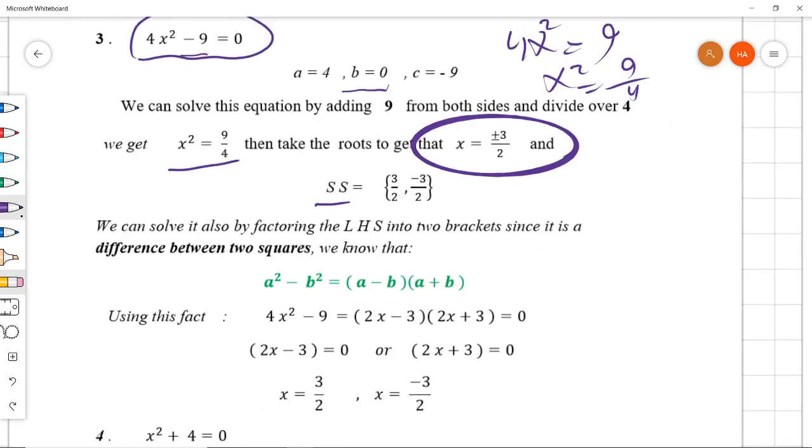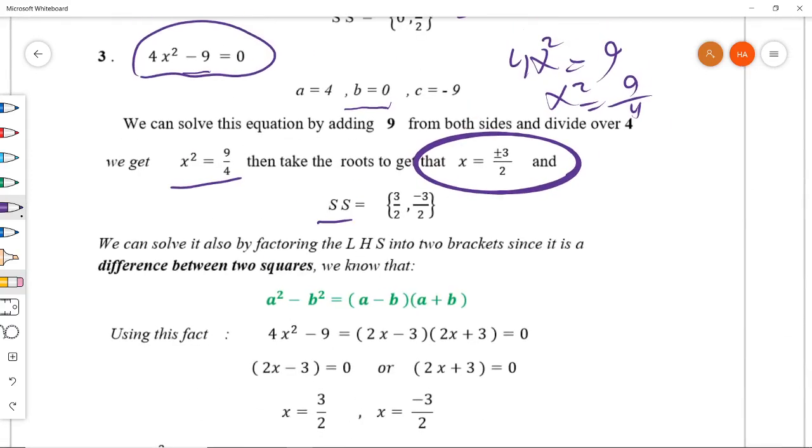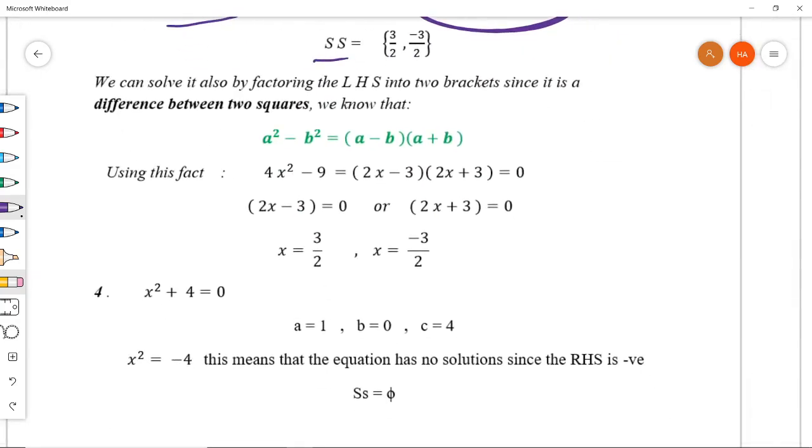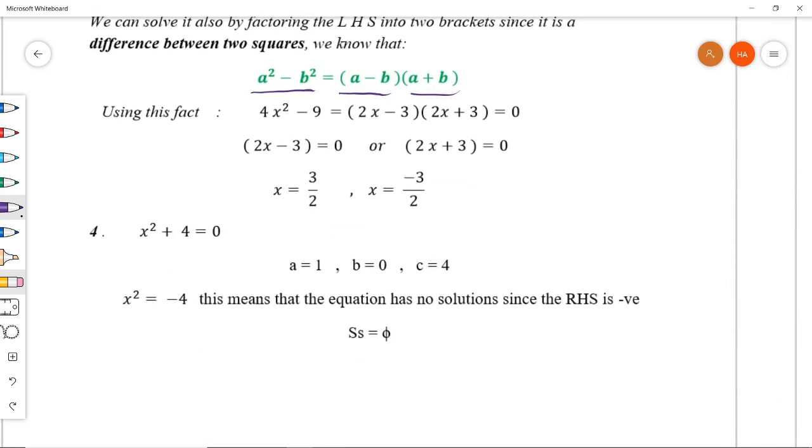الآن ممكن كمان نحلها بطريقة تانية. هاي نفسها نفس المعادلة لأنها فرق مربعين. يعني أن difference between two squares. Can we factor? We can factor it into two brackets like this. A minus B, A plus B. فبنرجع نحل المثال نفسه مرة تانية نشوف how can we factor it into two brackets.